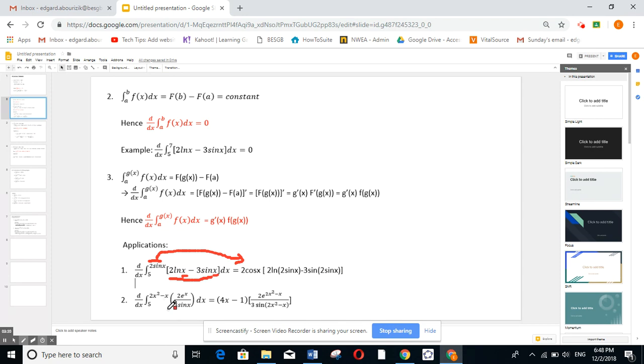Another example. Here I have a constant down and a variable up. I want to do the derivative. First of all, I derive 2x squared minus x. It is 4x minus 1. I have here x and here x. These two x's, I replace by 2x squared minus x. So I get 2 e power 2x squared minus x over 3 sine, and I will write instead of this x, 2x squared minus x.